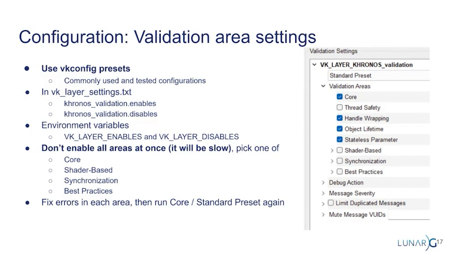And again, don't enable these big four areas at the same time, because it adds quite a bit of overhead and it'll slow your program down more than you really want. And usually we recommend that when you're using these other areas, that you bounce back to core after you fix something to make sure you haven't added a problem. Like, for example, you got a pipeline barrier, but you get one of the parameters wrong that you found from synchronization validation. Run it through core, make sure everything else is okay, and then keep working on synchronization.